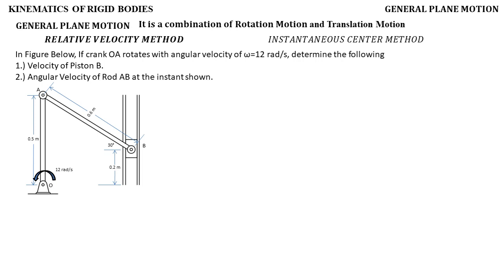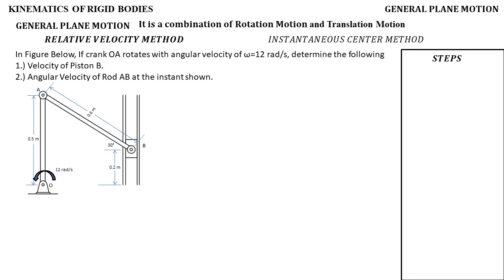To solve this problem, I will give you steps on how to solve it. Step number one: locate a point where magnitude and direction are known. From this figure, as previously mentioned, the direction of velocity at point A is going to the left, and we can compute the magnitude using the relation between the linear velocity and the angular velocity.